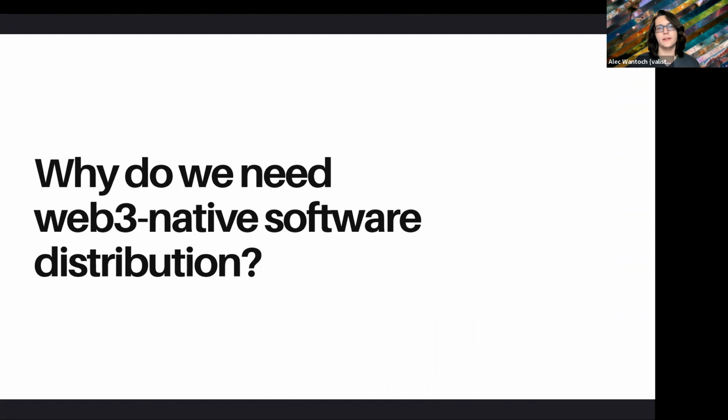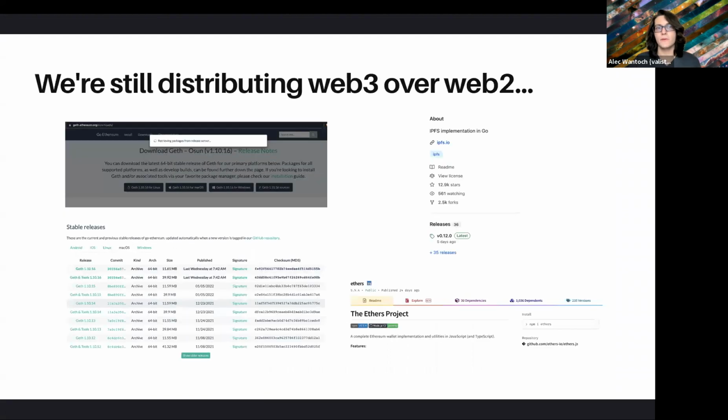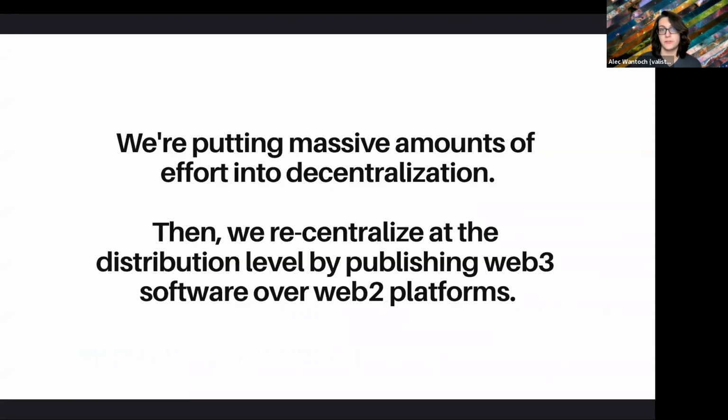So why do we need Web3 native software distribution? Well, we're still distributing all of the Web3 software over Web2 platforms. So even our beloved Ethereum client Geth is still distributed over Microsoft Azure Blob Store, and some common projects that we all know and love. Pretty much every Web3 software is still, unfortunately, tied back to some Web2 distribution platform, and that includes games with Steam as well. So if you think about GitHub versus Steam, those types of platforms, we can actually create a Web3 alternative to those and basically decentralize the whole system.